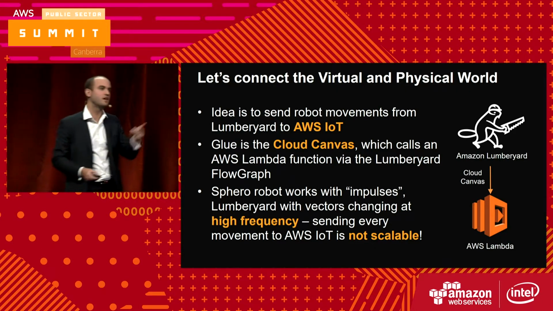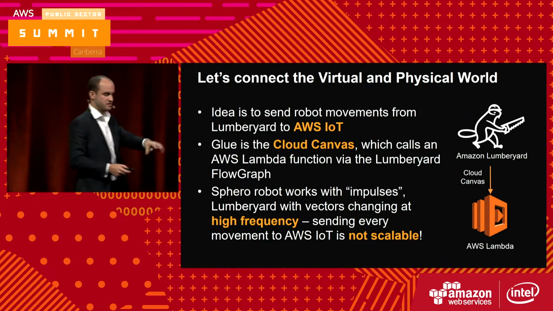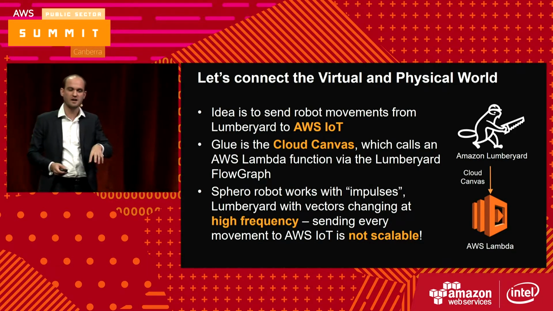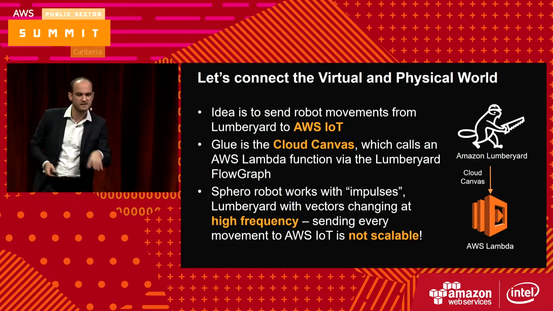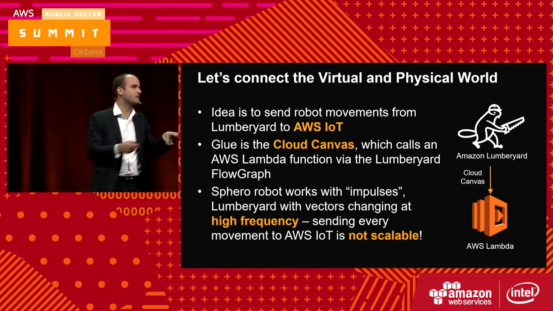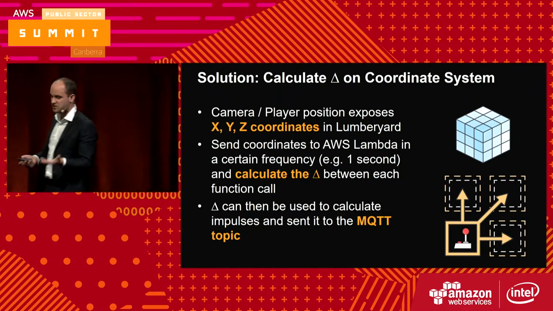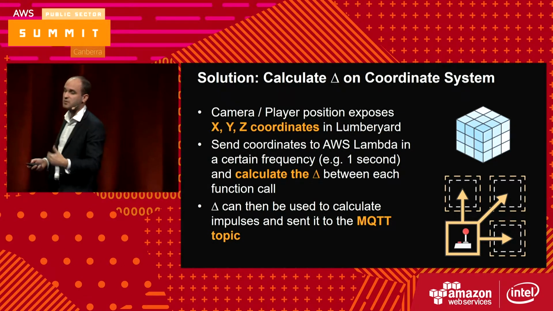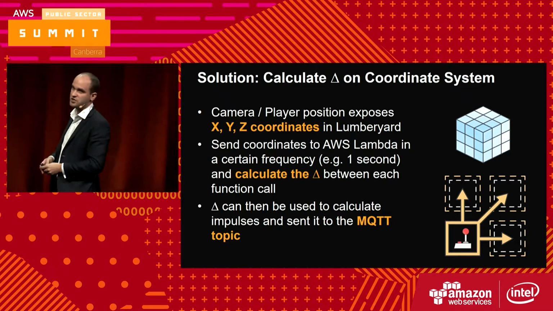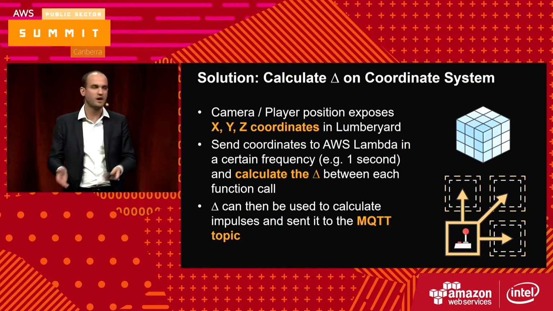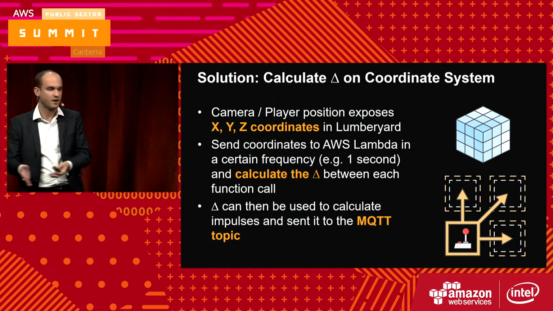But not every time the robot changes its position, because that will be too often and the frequency is too high. So I will decide to only send changes once in a while. So how am I going to do this? Well, very simple. I'm just going to establish a certain frequency when I want to send updates of my current position, and I will then calculate the delta between where I was previously and where I am now.